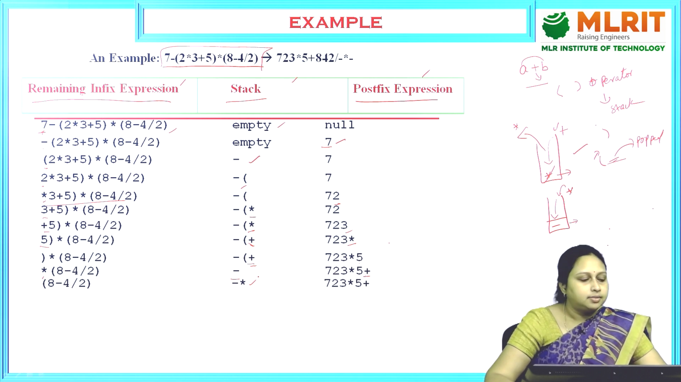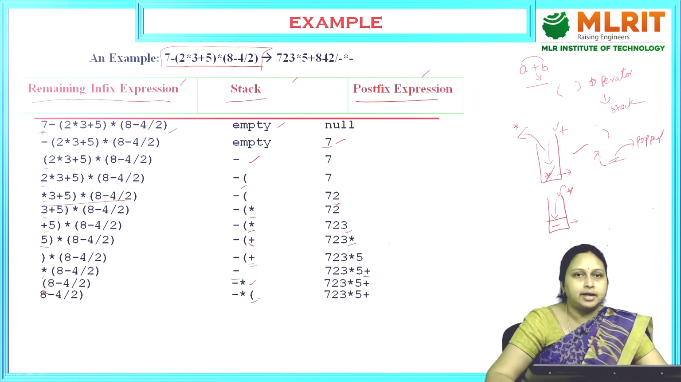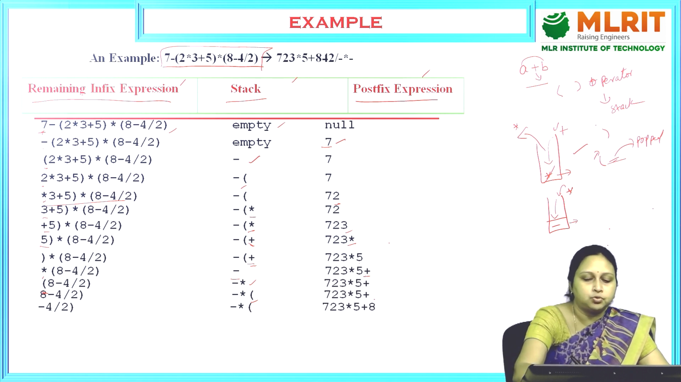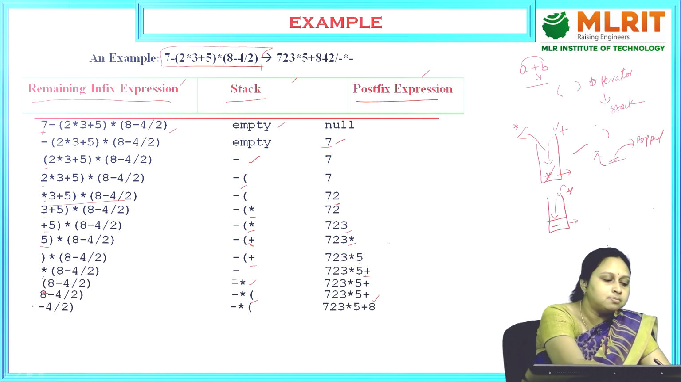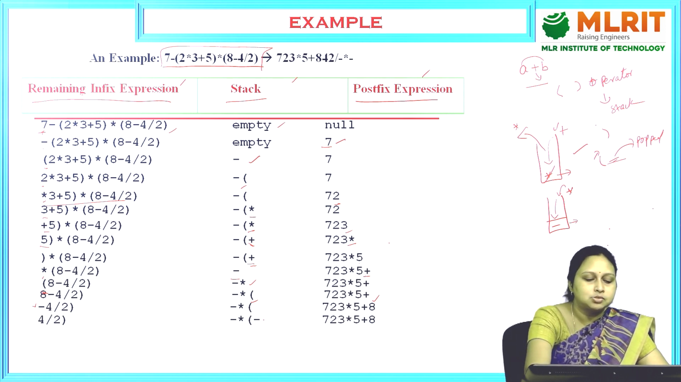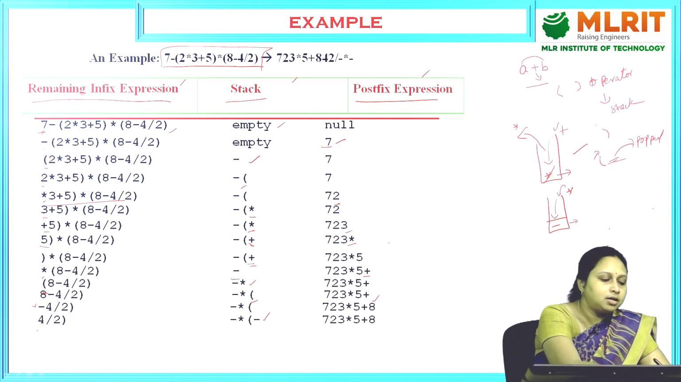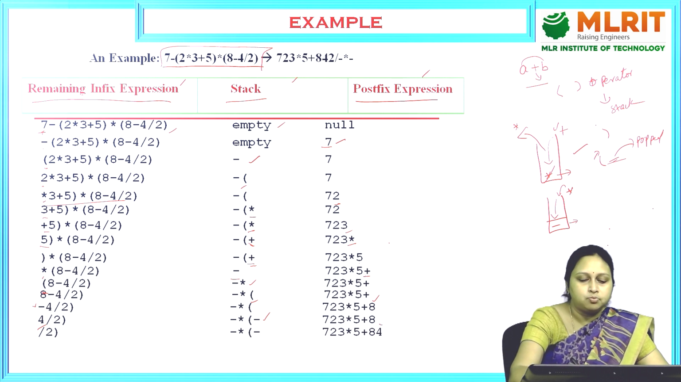Next, the encountered symbol is open parenthesis. Now we are going to push it onto the stack. Here we have pushed it. Next, the encountered symbol is 8. In this case, what are we going to do? We are going to place it in the postfix expression. Next, the encountered symbol is minus. Now we are going to place it on the top of this stack. Next, the encountered symbol is 4, so we are going to place it in the postfix expression.